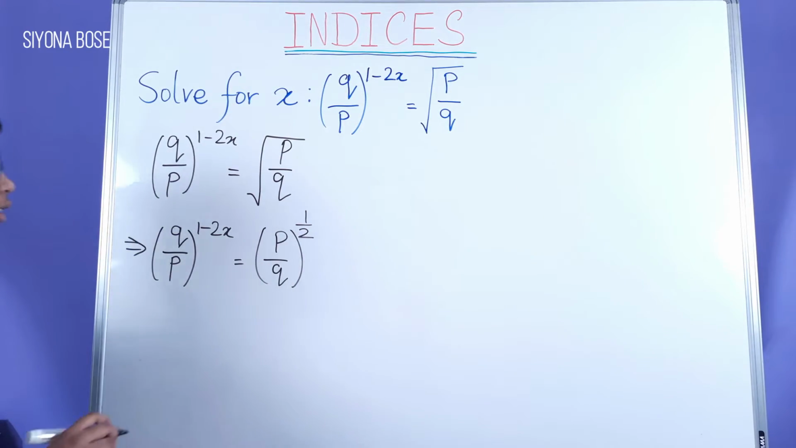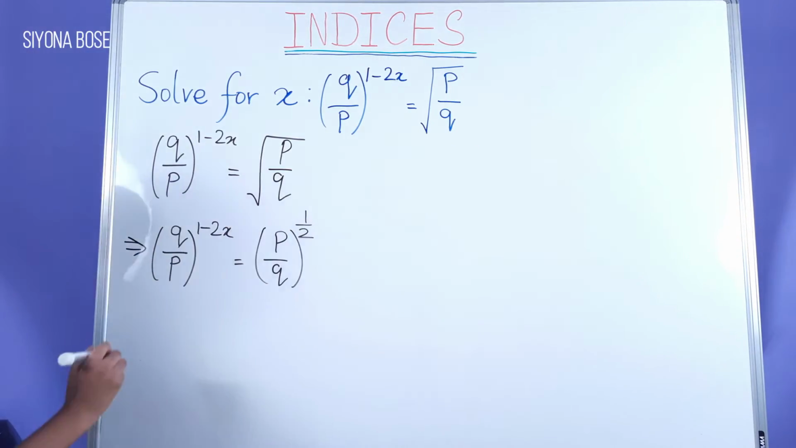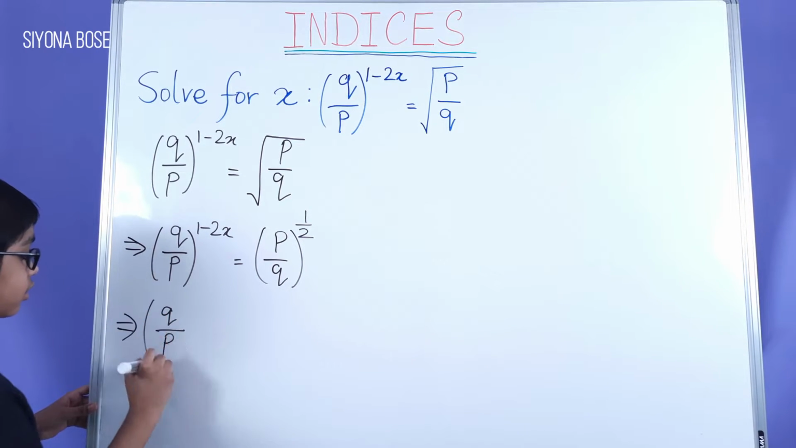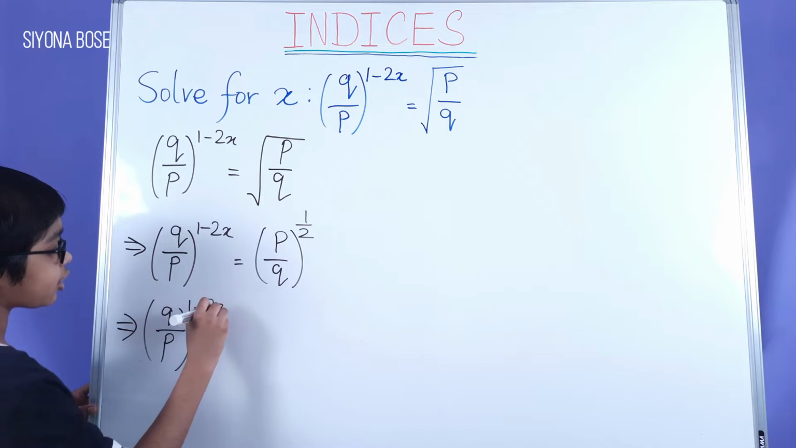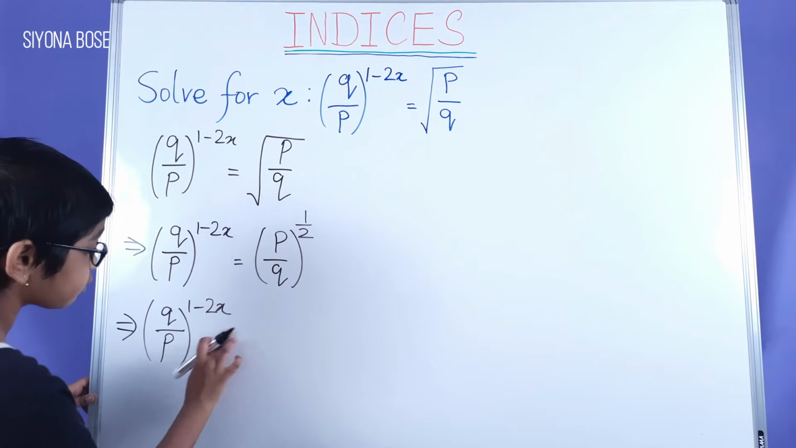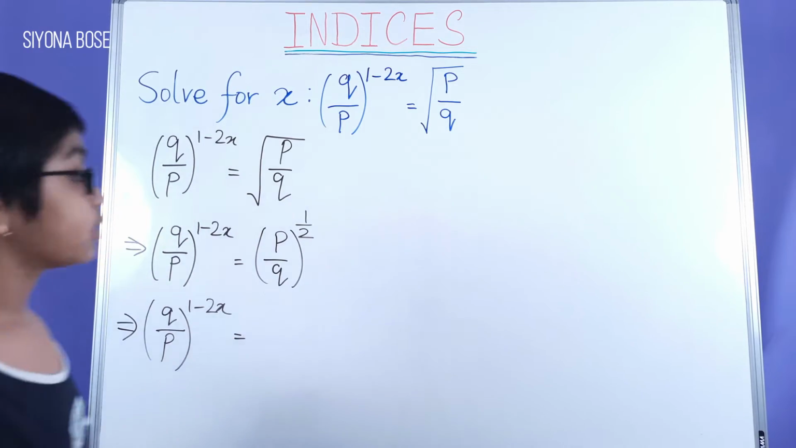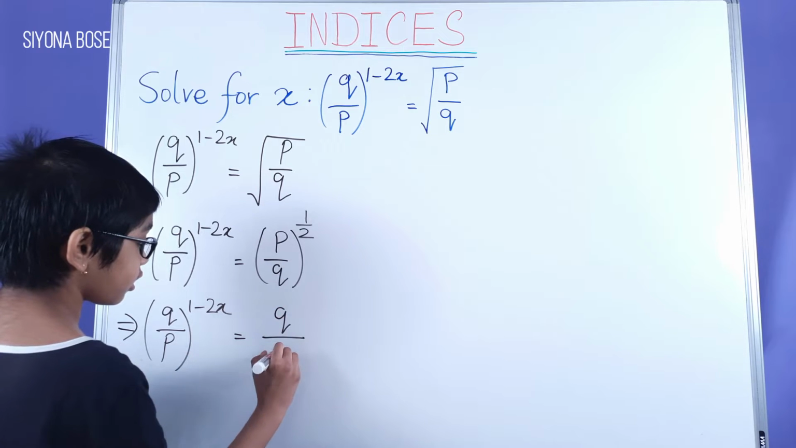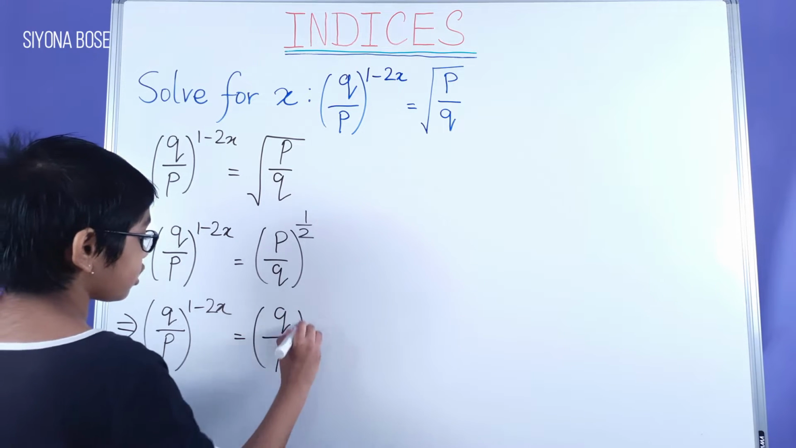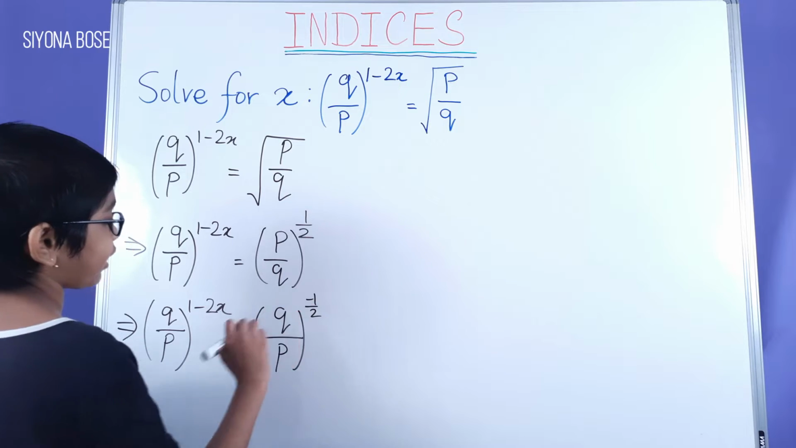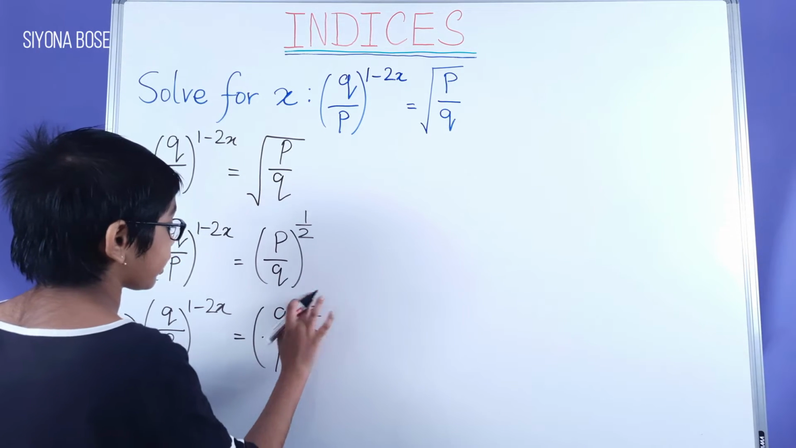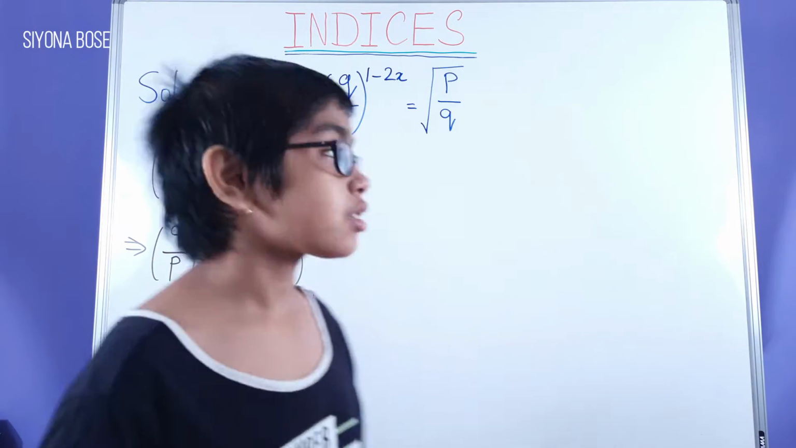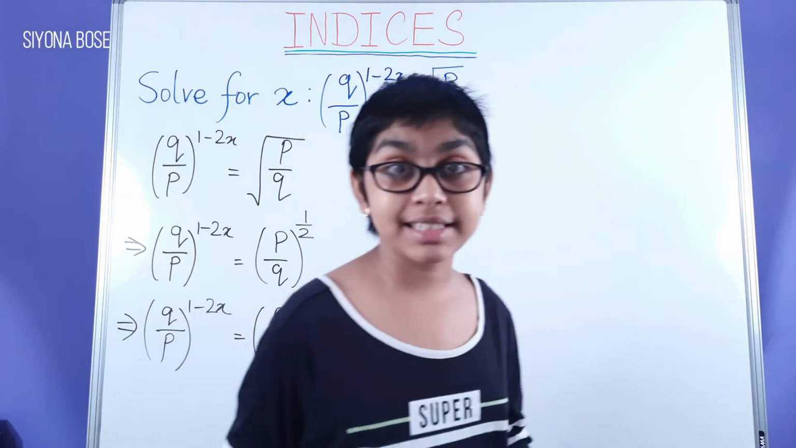Now we can write this as: (q/p)^(1-2x) equal to, this can be written as (q/p)^(-1/2). Not like that, minus half. Now how are we getting this? I'm showing how we get this.